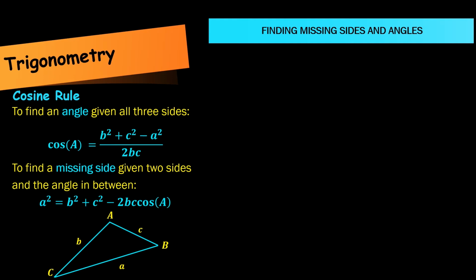This can be rearranged to find a missing side, given two sides and the angle in between. And we use the formula a squared equals b squared plus c squared minus 2bc cos A. And of course we're using the diagram at the bottom of your screen as a reference.